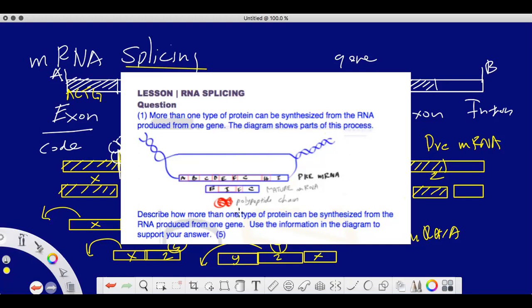Describe how more than one type of protein can be synthesized from the RNA produced from one gene. Use the information in the diagram to support your answer. Now here you have to write the process of RNA splicing. So basically what you have to say is, when the DNA is copied to a pre-mRNA, the pre-mRNA molecule has introns and exons.